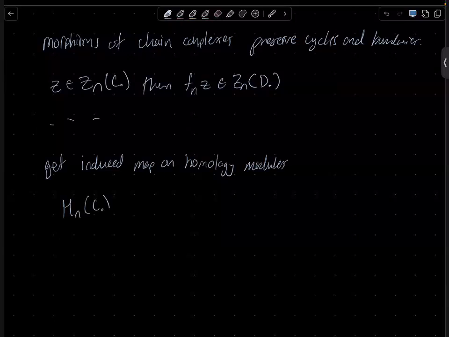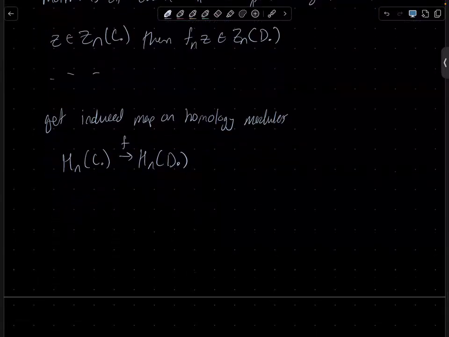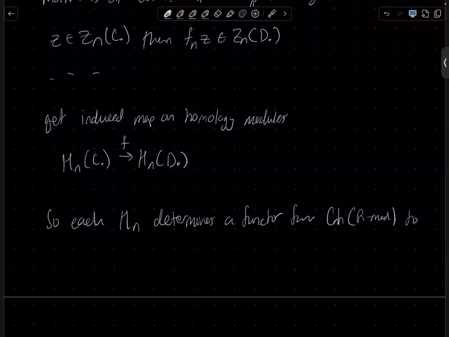Hn to Hn, induced by F, which is cool. And so, continuing this line of thought, maybe another good way to say this is that each Hn defines a functor from chain complexes to R modules. So each Hn determines a functor from CH mod to R mod.